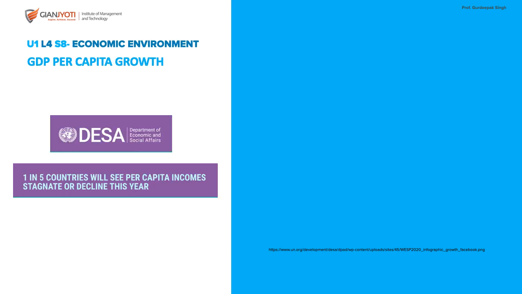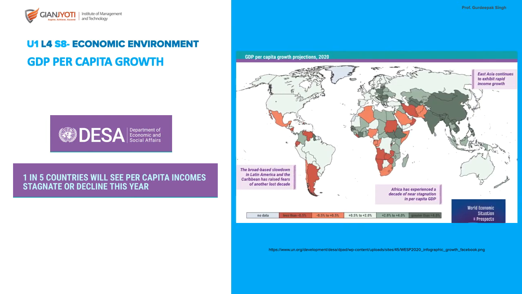Similarly, if we talk about per capita growth, this is the GDP per capita growth which we are looking at. Sorry, there is a mistake in the title. It should be GDP, not GAP. So 1 in 5 countries will see per capita income stagnate or decline this year. This was the forecast before the COVID.